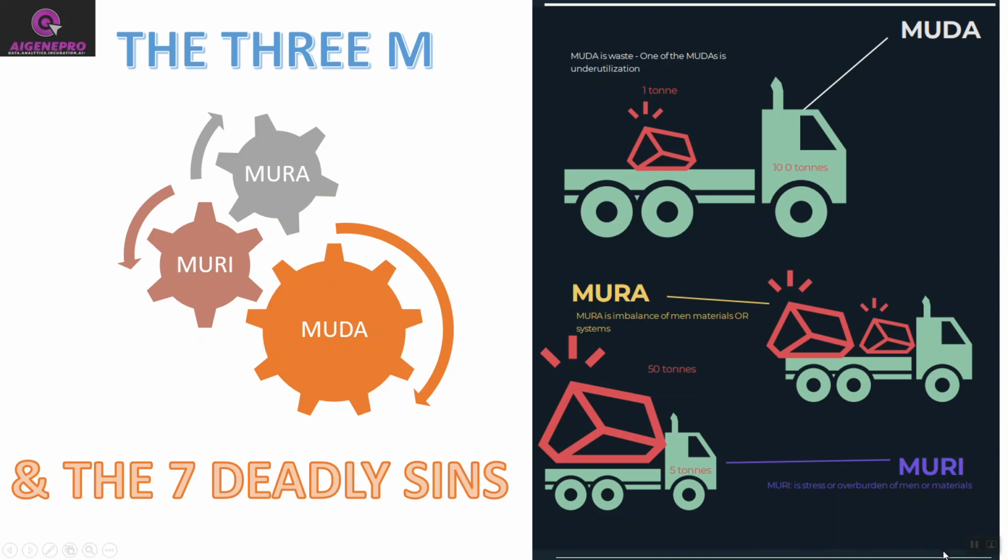Welcome to the course on the 3M and the 7 Deadly Sins. This course will help you understand the core philosophy of Lean. There is a lot more to Lean, however it's important to know about the 3M and the 7 Deadly Sins, as all Lean tools are targeted towards their removal.